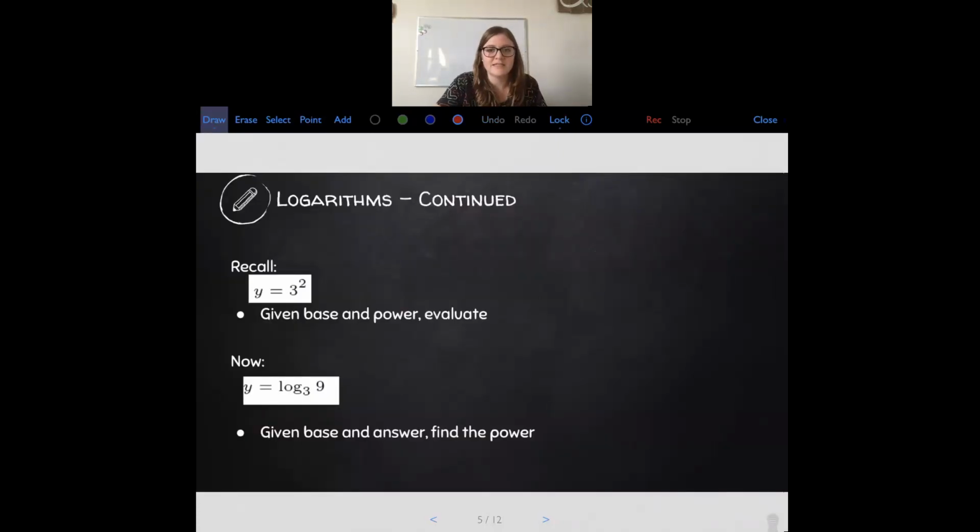Next, logarithms continued. Remember that if we have something like y equals 3 squared, 3 is our base, 2 is our power, and we're asked to evaluate. In this scenario, given the base and the power, we are asked to evaluate. Now what we're given is something like y equals log base 3 of 9. We'd be given the base and what it equals, and we're being asked to find the power. So when we're finding logarithms, we're asked to find the power that the base is being raised to in order to get whatever's in this position here.